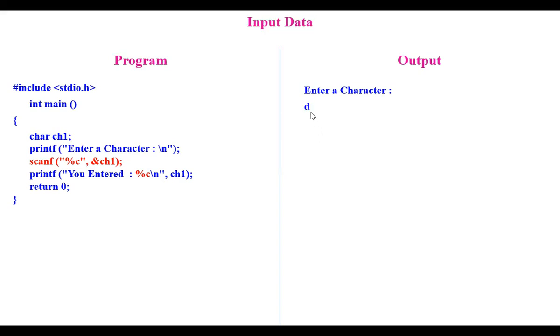I have entered small letter d. Once you enter d and press enter, it immediately shows you entered d. So that's how you can input an integer, a floating value, or a character. Suppose I run the same program again, right? It asks to enter a character. I press capital R, and it says you entered capital R. So that's how the system reads and displays the data.